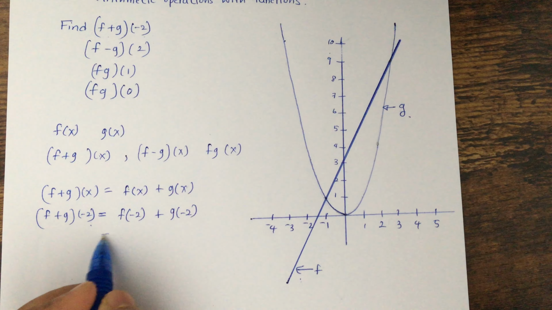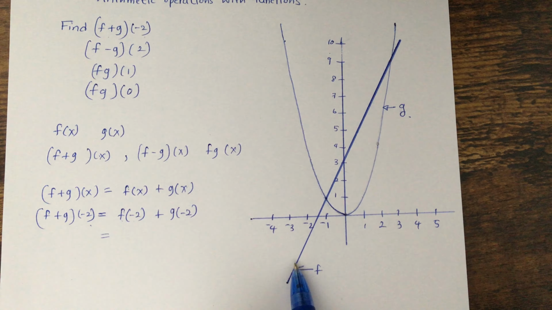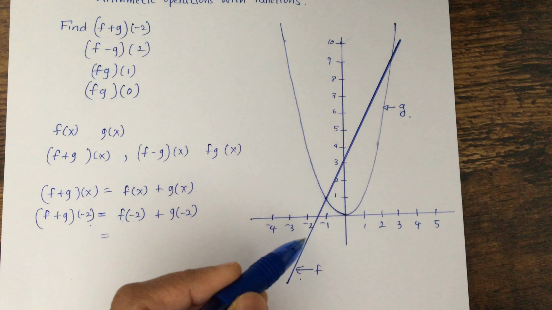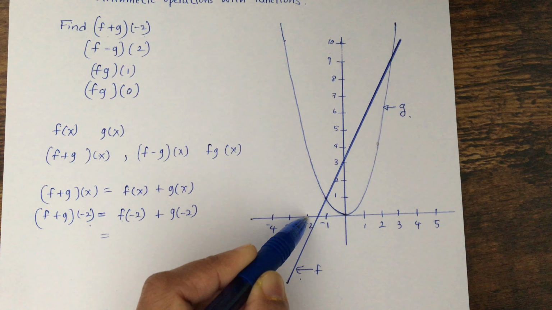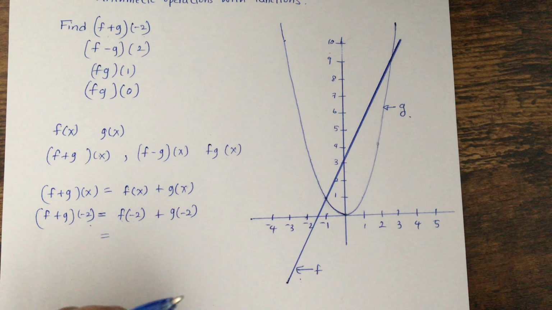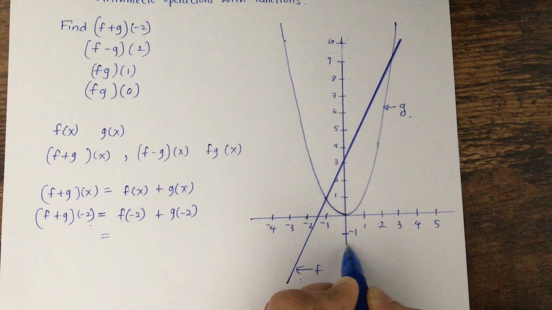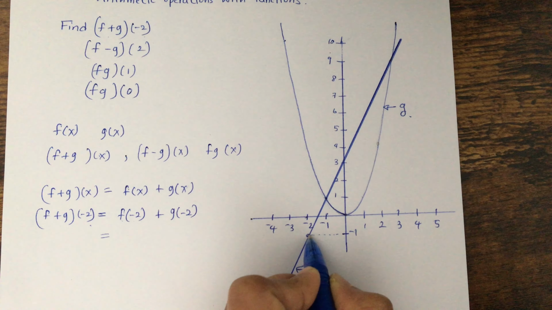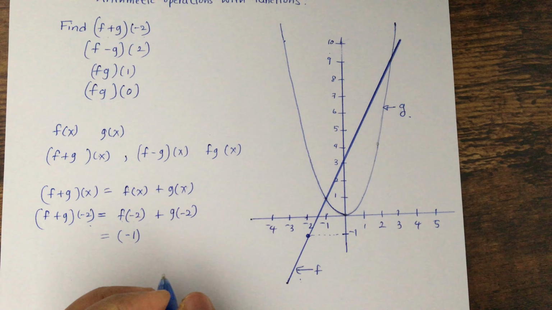So let's look at the value here. F of -2, my f function is the linear function at -2. So here x equals -2. What's the value for f of -2? So it's over here, okay? It's -1. At -2 the value of the f function is -1, right?